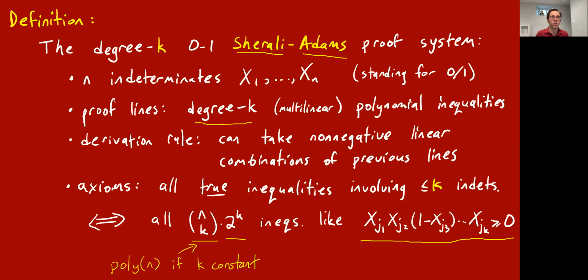And notice that you should try to think of k as an absolute constant, like 2 or 3 or 5 or 10. And then n choose k is something like n to the k times 2 to the k. So it's good to know that this whole expression is polynomial in n if k is constant. Okay, so at least the number of axioms you have is polynomial in the relevant parameter n. And for abbreviation, we're going to call this the SA(k), Sherali-Adams k proof system.